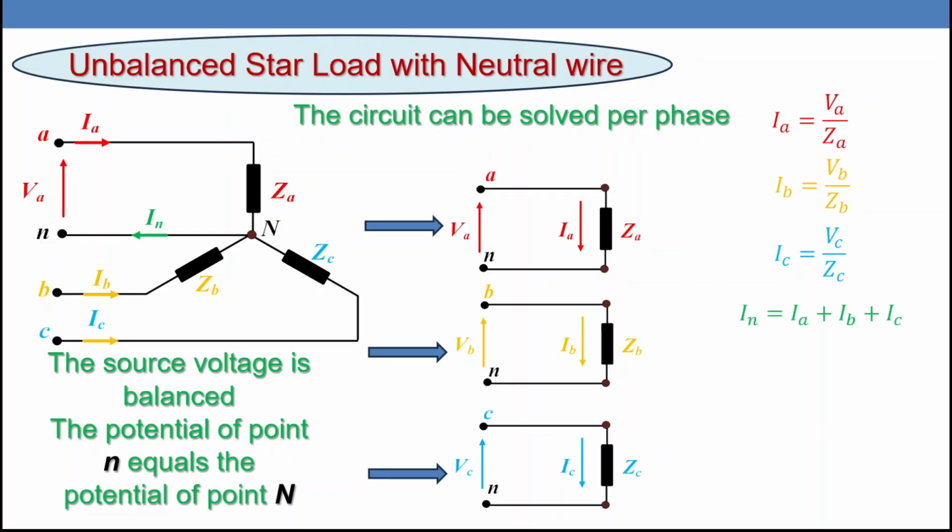What about the neutral current? The neutral current equals IA plus IB plus IC. If we have an appreciable value for the neutral current, this means that we have unbalanced load, and that one is an indication for the unbalance.